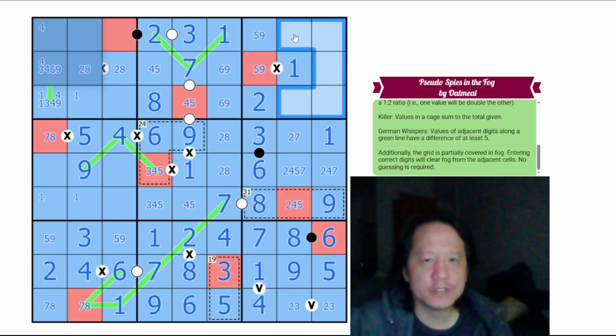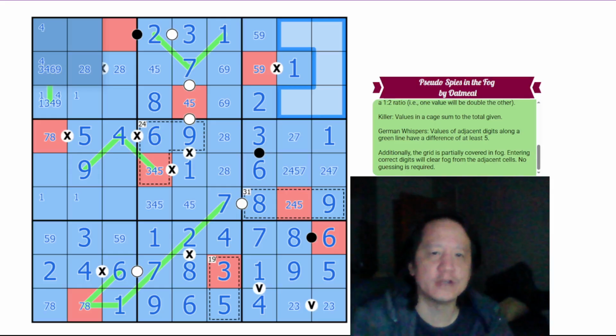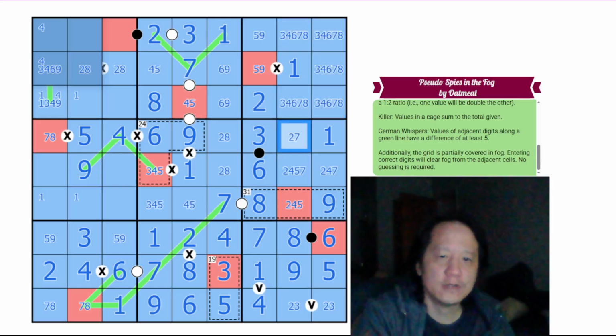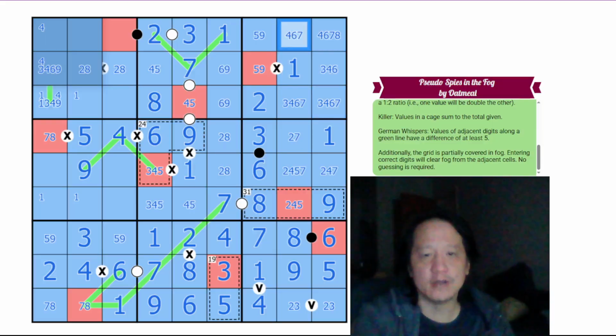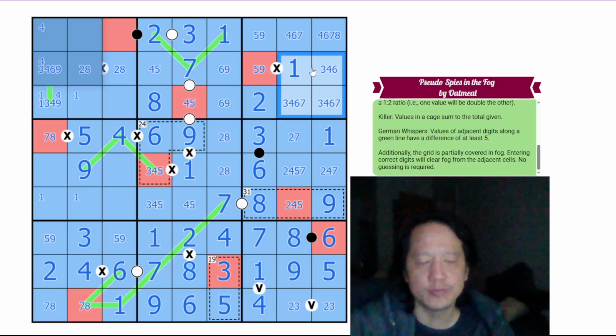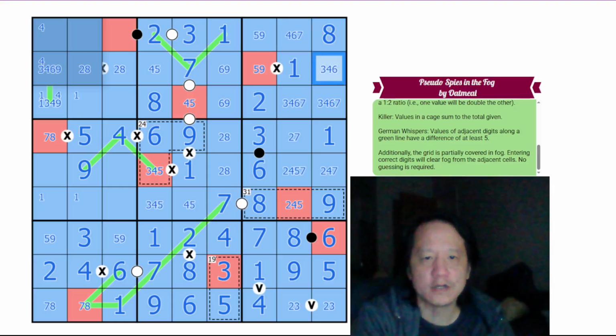Remaining digits in this upper right-hand box are 3, 4, 6, 7, 8. Well, this can't be 3, this can't be 7, this can't be 8 because of all the digits in the row. This can't be 8. And 8 cannot be here. We have a 3, 4, 6, 7 quadruplet in this upper right-hand box. So this must be 8 here.